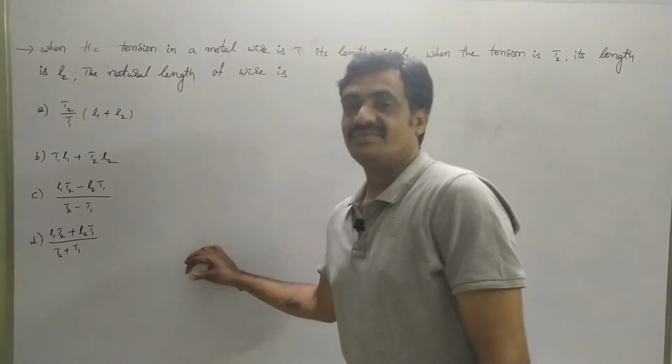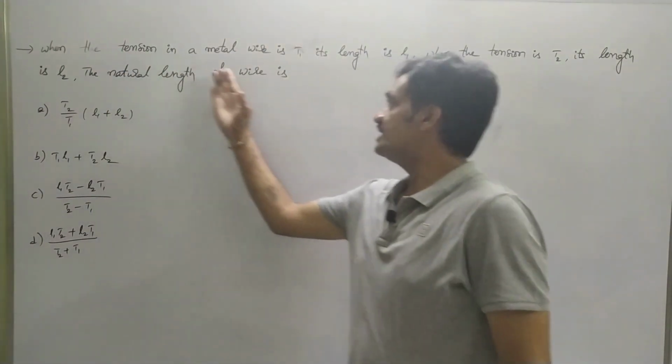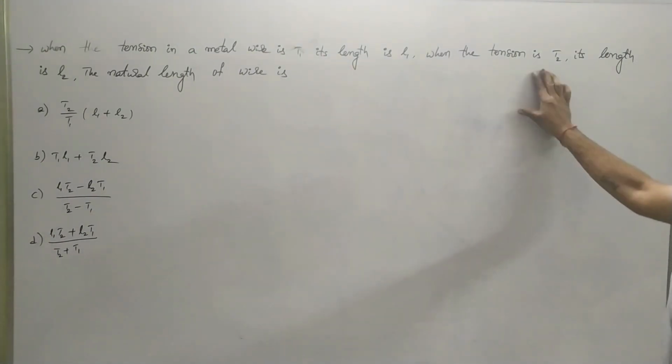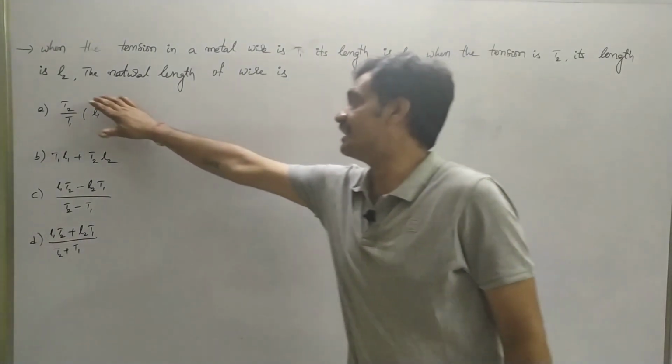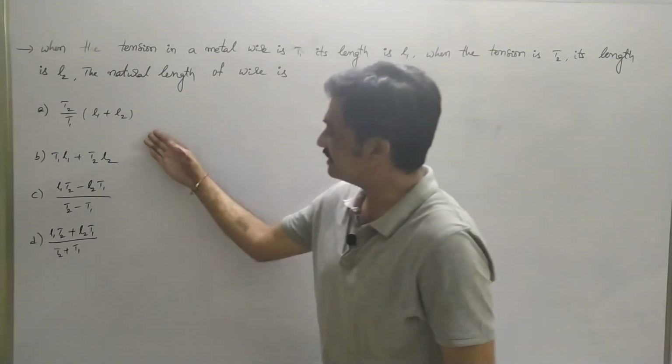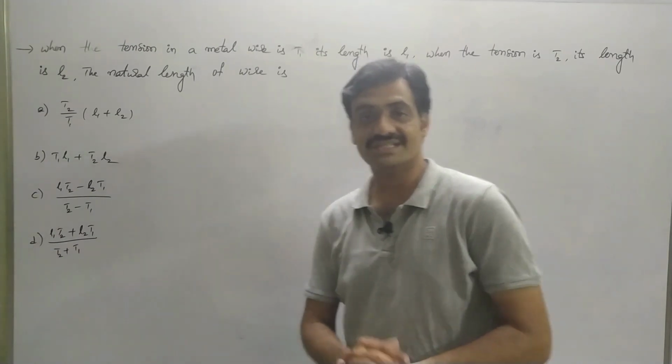Let's solve the first problem. Observe this problem. When the tension in a metal wire is T1, its length is L1. When the tension is T2, its length is L2. The natural length of the wire is? And observe that there are 4 options. We have to find which option is right.